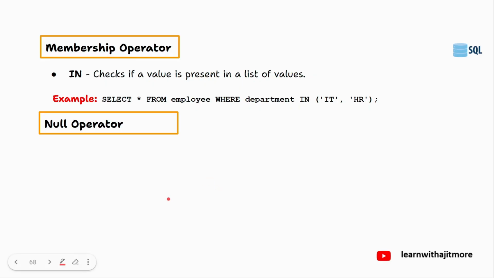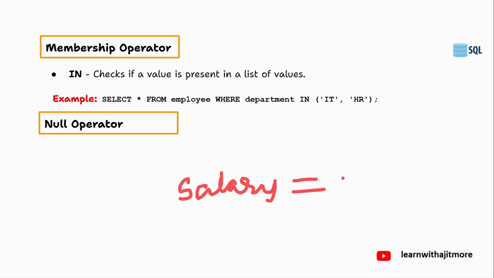MySQL doesn't allow you to compare any column value to null by equal. The equal to operator doesn't compare null values. Like you want to check whether salary is equal to null. If you write it like this, where salary equal to null, it is unknown. It is not considered true and also not false. Everything is null. So comparison of a salary value with null cannot be done with equal to.